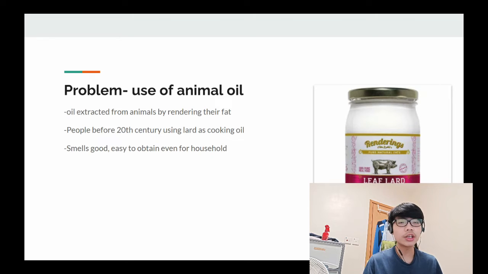We definitely need oil for cooking. Then, before the invention of vegetable oil, what oil did we use? The answer is animal oil. It's the oil extracted from animals by rendering their fat tissues. That's what people mainly used before the 20th century. It smells good, and it's easy to obtain even for individuals like us.